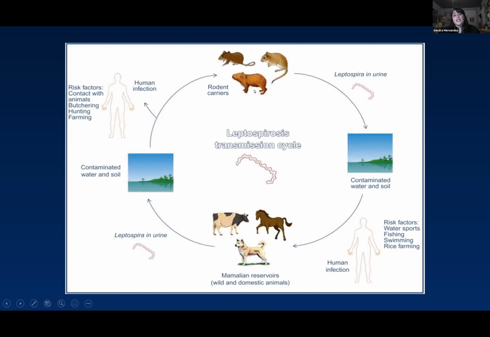In this picture, we have the leptospirosis transmission cycle. We start with the rodent carriers. They excrete the bacteria. They contaminate the water and soil. Then humans get infected, risk factors being water sports, fishing, swimming, and rice farming. Then we have the mammalian reservoirs. They also get infected here. They excrete the bacteria through their urine and then contaminate water and soil. And then if humans get infected, risk factors being contact with animals, butchering, hunting, and farming.